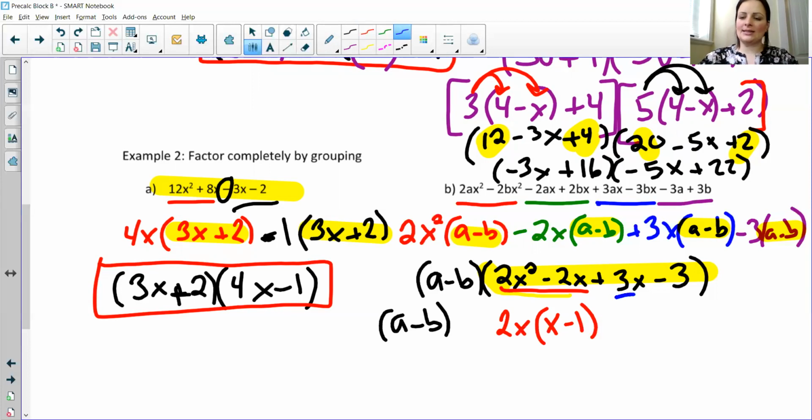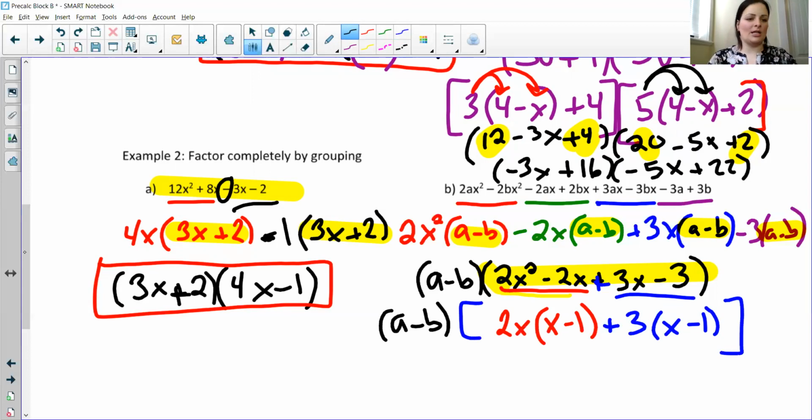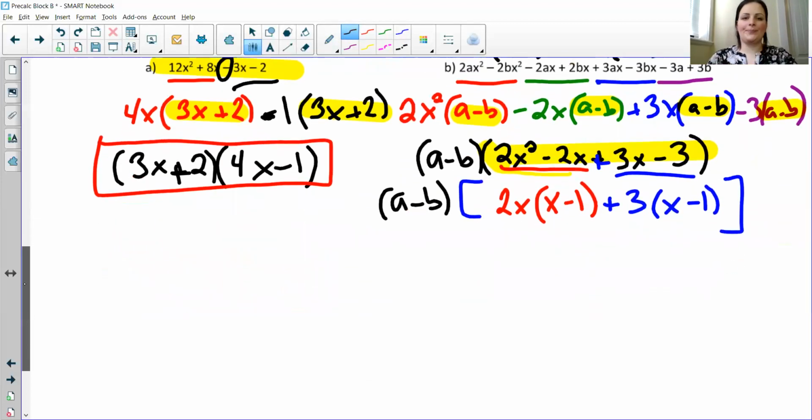And if you look at that second bracket, this is a positive, so you're going to put a positive here. There's a 3 that is the greatest common factor with both those terms, and you're left with an x minus 1. Okay, this is all technically being multiplied with that a minus b. We haven't forgotten that a minus b, we're just ignoring it for a little bit.